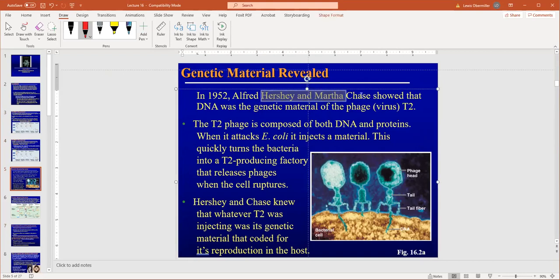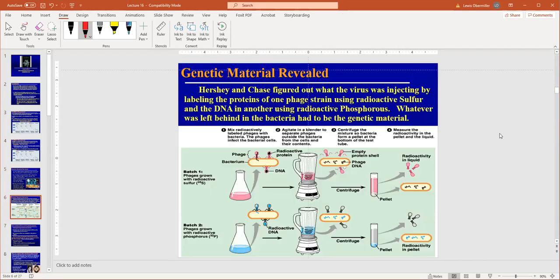You should also know the Hershey and Chase experiment. This is where they labeled the virus with radioactive material. You should know that proteins only contain sulfur and DNA only contains phosphorus. So that's how they're able to pull this off. And what they figured out is that the DNA ended up inside the bacteria and was radioactive from the radioactive phosphorus. And that's how they discovered that DNA was the genetic material, by using radioactive phosphorus.